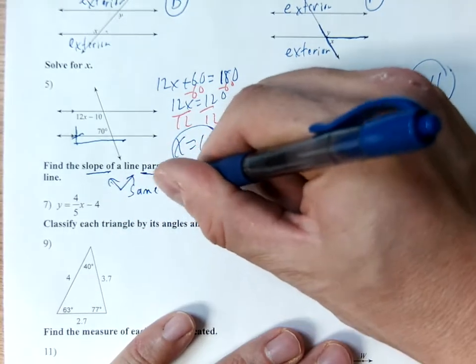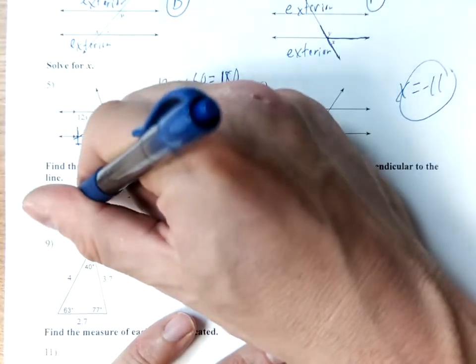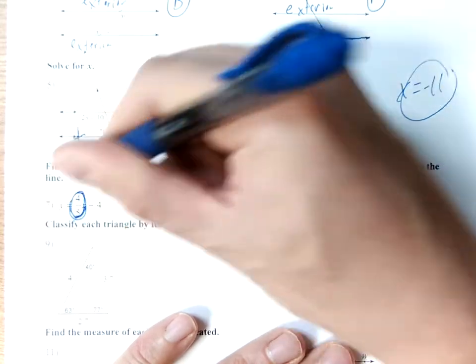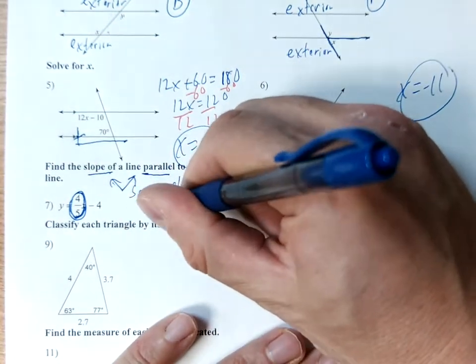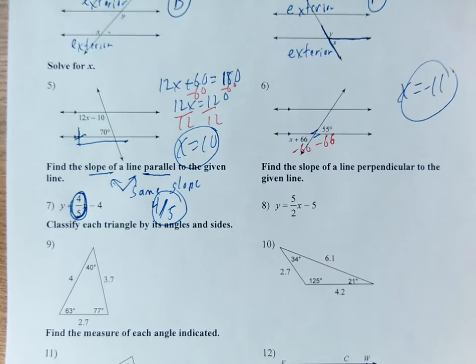Same slope. All you have to do is rewrite this number right here. That's all you have to do. The slope of a line parallel is the same as a given line. This is the high school definition of parallel.